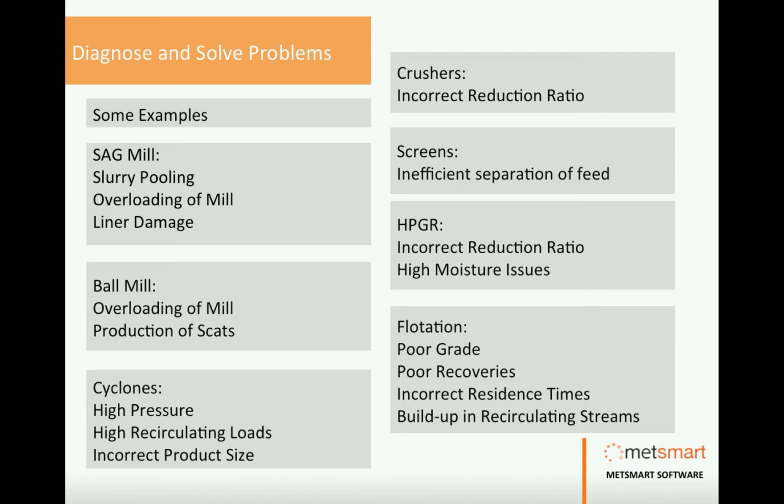Using MetSMART, the software automatically calculates all these outputs for you, but it also decides whether the output is efficient and whether it is within reasonable limits. If it is outside of the limit, the software will give you advice on how to solve that specific problem. And this advice is advice that expert consultants would have given you in an optimization study. So for example, if the SAG mill is experiencing slurry pooling, this is bad for the throughput of your SAG mill. And the software will give you advice on how to solve that slurry pooling problem.